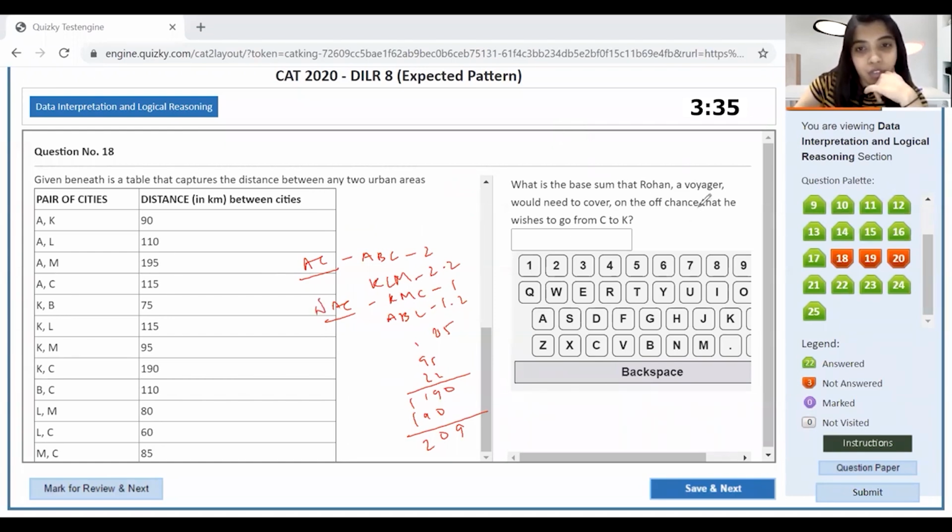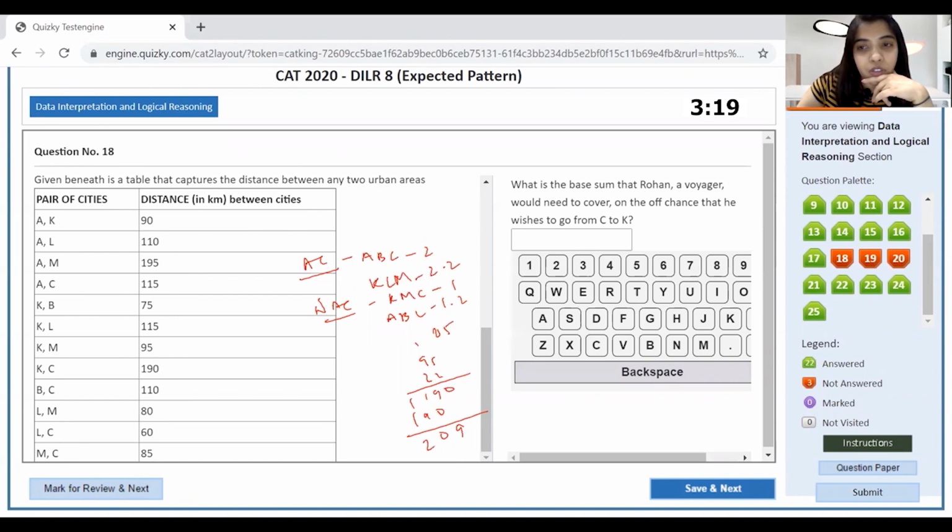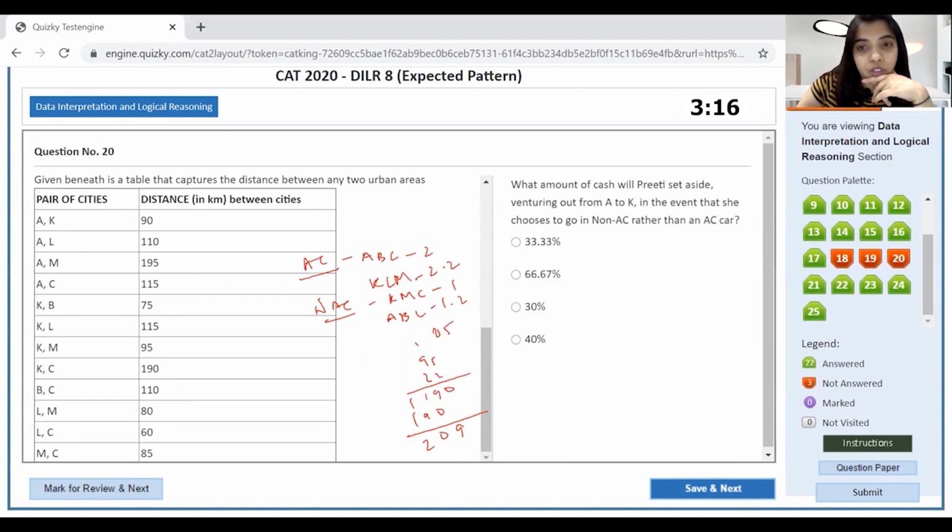Right. Let's look at the other questions. We just have 3 minutes remaining if we can do something. Preeti venturing from A to K. Okay, so this is just non-AC rather than AC. So this is a very basic question, not to get confused. She takes a non-AC rather than AC car while traveling from A to K.